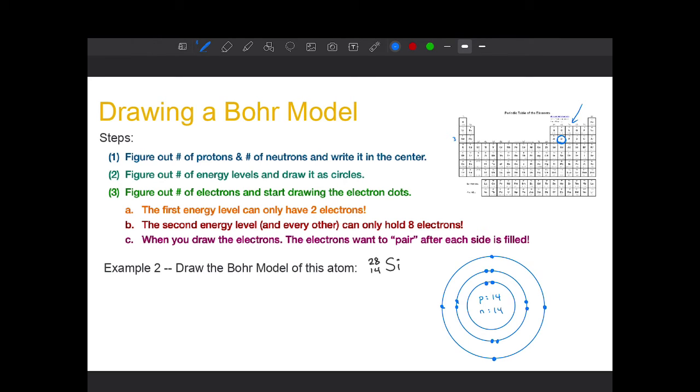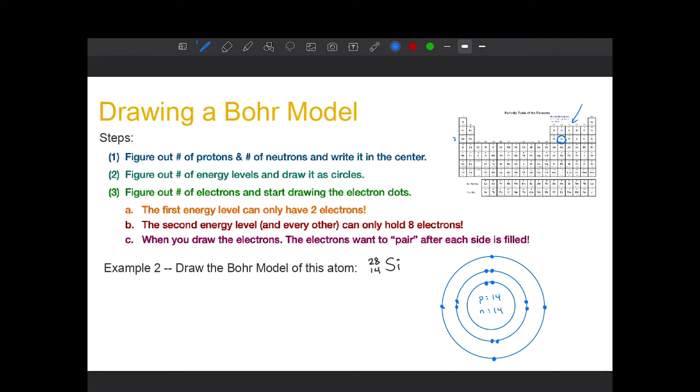Alright, you saw that? Again, first energy level can only hold 2, and we're going to pair those electrons up immediately. Okay. Second energy level can hold up to 8. So, up, down, left, right, up, down, left, right. That would be 8 total, and notice that they are all paired up, right? They're all paired up now. And then the third energy level can hold up to 8, but we only need 4 more to get to 14, and since there's 4 more, they each have their own side. Okay, you do not pair them up right away. They each have their own side.